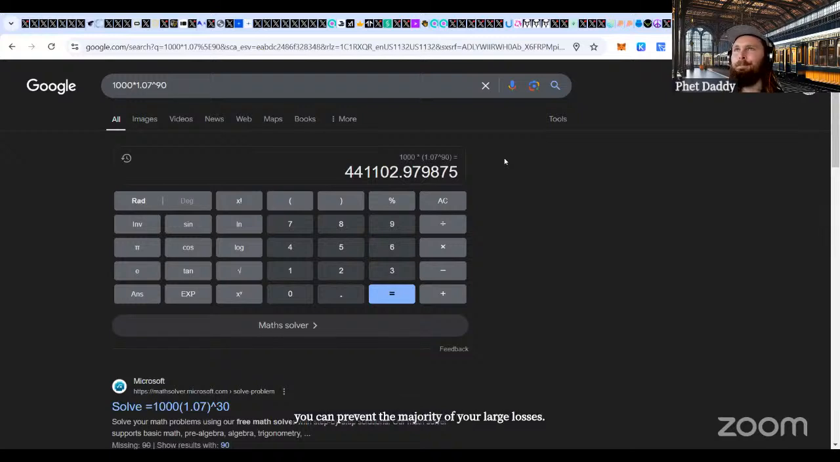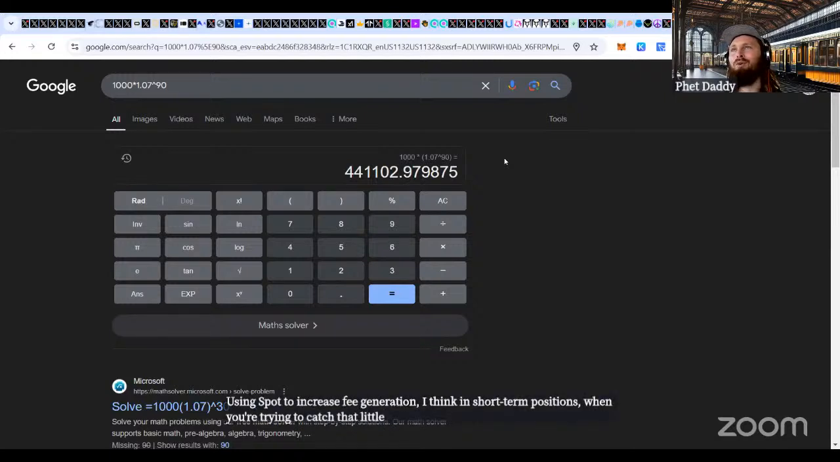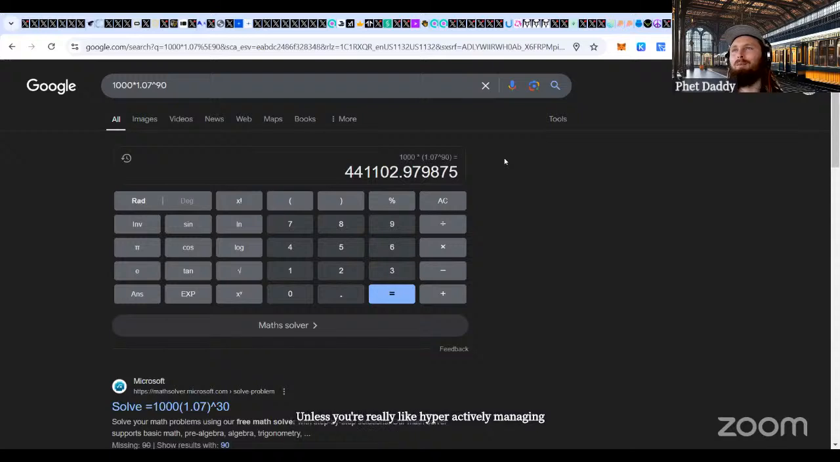I also think so. I know what you're saying about using spot to increase fee generation. I think in short-term positions, when you're trying to catch that little bounce in and out, you're going to outperform bid ask unless you're really hyperactively managing the bid ask and you can flip it perfectly.